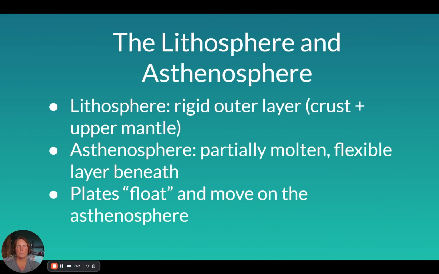The lithosphere is the rigid outer layer, so the crust and the upper mantle of the Earth. So that's the part that's hard, essentially. The asthenosphere is what is partially molten and plasticky. That's what I keep calling that plastic layer. It's the liquid that the lithosphere floats on. So the lithosphere is the crust and the very, very top layer of mantle that's solid.